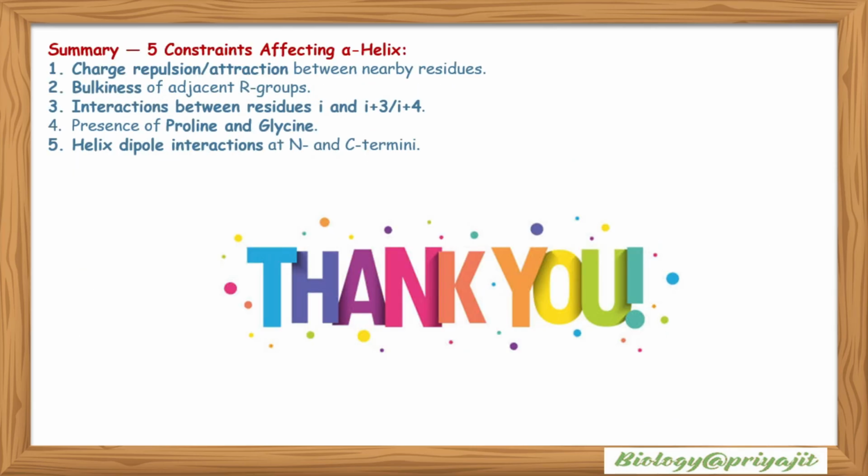So, summary: the five constraints affecting alpha helix stability are charge repulsion or attraction between nearby residues, bulkiness of adjacent R groups, interactions between residues I and I plus 3 or I plus 4, presence of proline and glycine, and helix dipole interaction at the N and C termini.